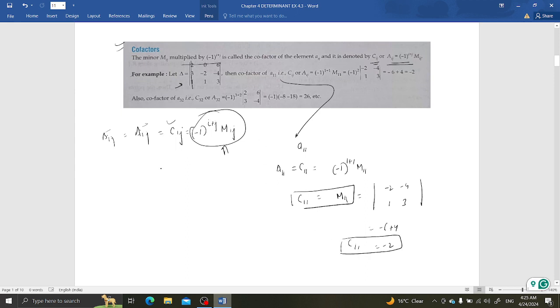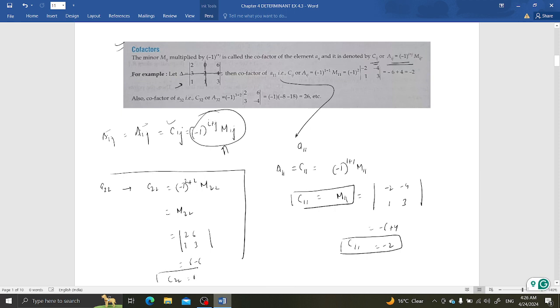Similarly, if someone says find the cofactor corresponding to the element A22, first of all the cofactor name is C22, and the formula is minus 1 raised to the power 2 plus 2 times m22, and it will again be just m22. How can we find m22? Observe here, we need to remove the second row and second column. What we are left with is 2 6, 1 3, and we can simply solve: 6 minus 6, we get 0. So C22 will be 0.